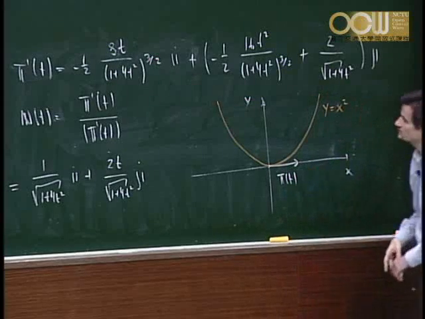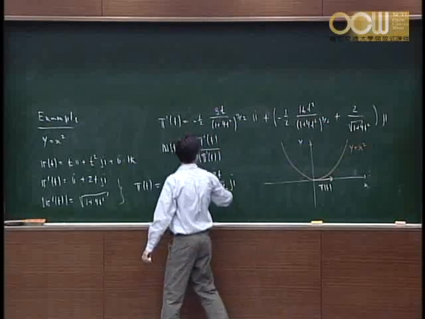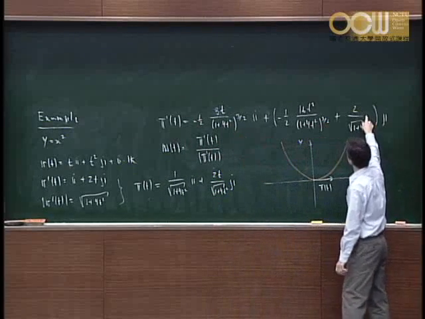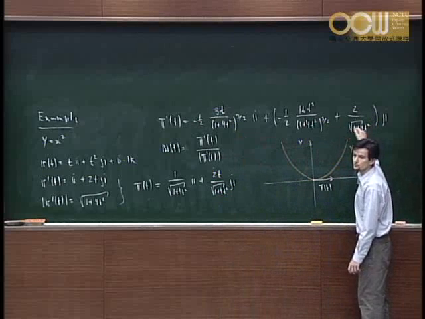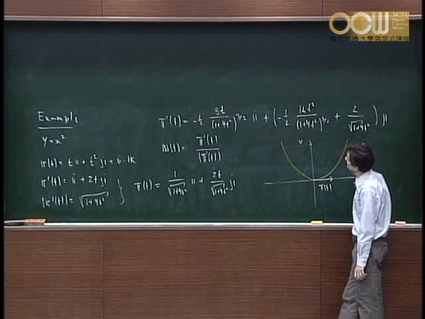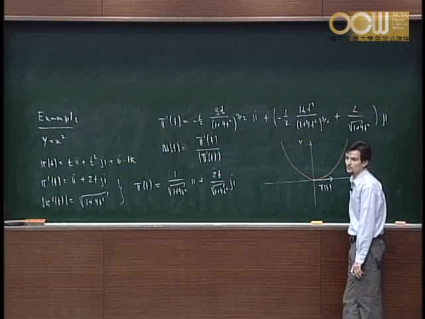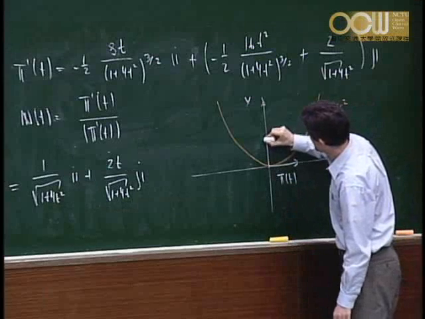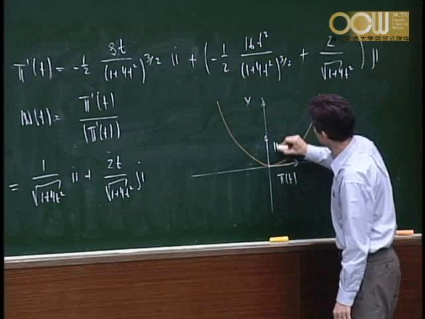You see that if you look at the derivative and plug in t equal to 0, this will be equal to 0, and this will be equal to 2. So you have the vector (0, 2). You normalize it, you will get the vector (0, 1). So this vector is this one. And this will be the normal vector.